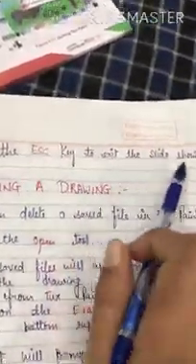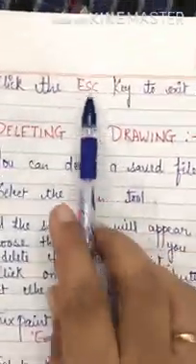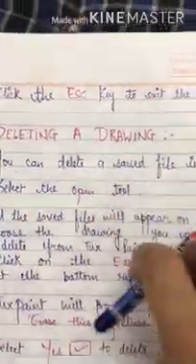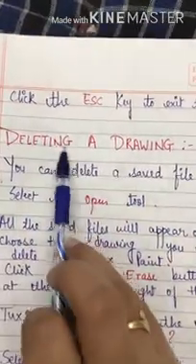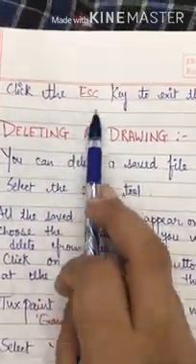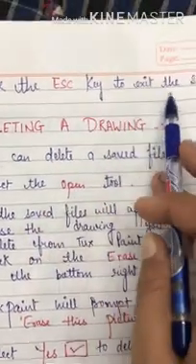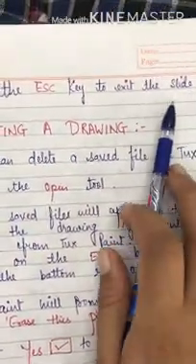Now the last one is clicking the Escape key to exit the slideshow. Escape key means escape. If you want to exit the slideshow, then click on the Escape key, which is on your keyboard. You just press this key and you can exit from the slideshow.